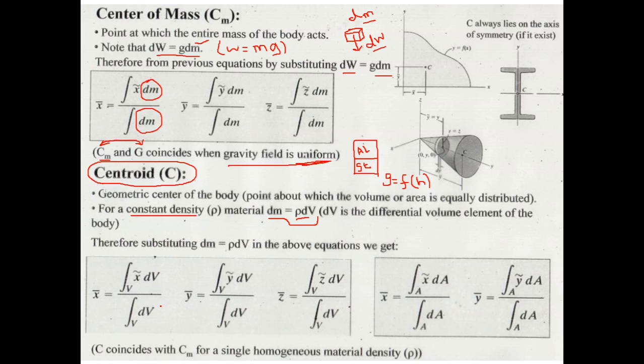And please remember that if you are dealing with an area, not with the volume, even an area has a centroid. It is the point about which the area is equally distributed, the geometric center of the area. In that case, you can just replace this dV with dA, x and y. So it is not a volume, therefore there is no z bar, z dash.